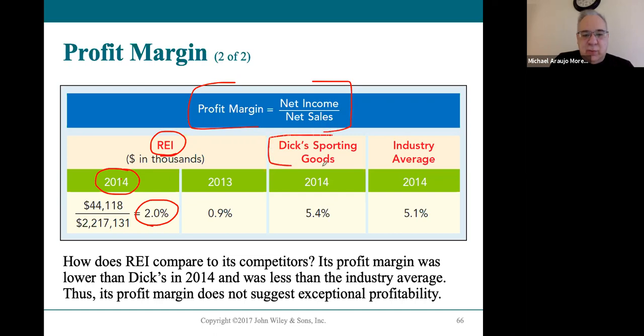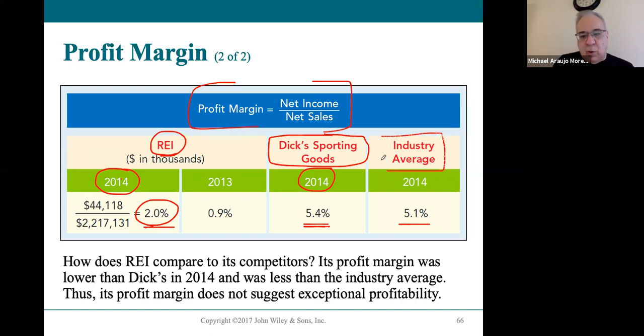Here's where Dick's Sporting Goods really shines. They are doing incredibly well when it comes to their profit margin. Because even though they had a very high cost of goods sold, clearly their gross profit rate was lower than REI's. However, they're obviously controlling all their other costs quite well. Because at the end of it all, they're keeping over 5 cents out of every dollar, right? 5.4% of each dollar is their profit. So that's much, much better than REI. And actually, it's a little bit better than the industry as a whole.